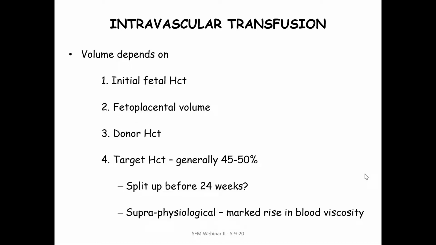And again, as I said, supraphysiological transfusion, meaning transfusion to a target hematocrit in excess of around 50 or 55%, is generally not advised because this can lead to a marked rise in blood viscosity and can potentially cause thrombotic events in the fetus. So you would not want to push up the target hematocrit to above 55 in any case. A safer conservative target would be around 45 to 50%.